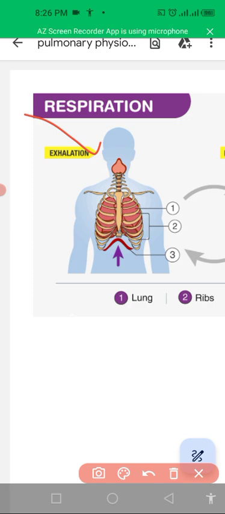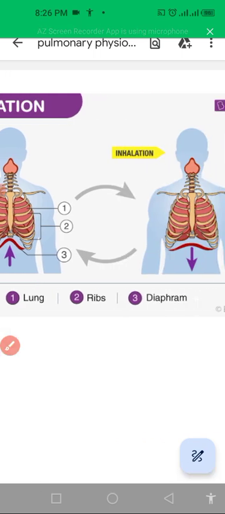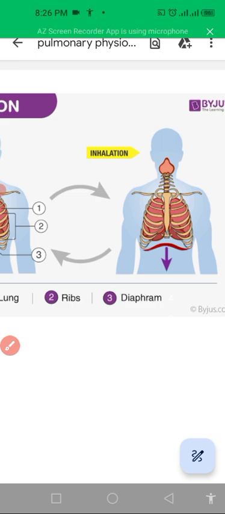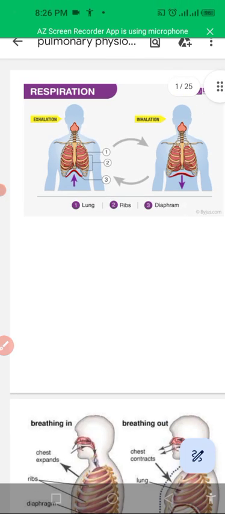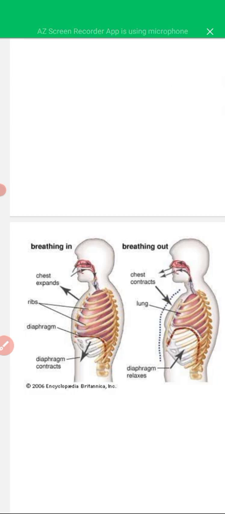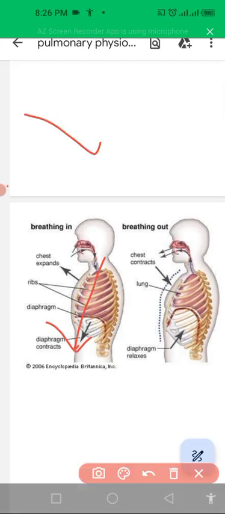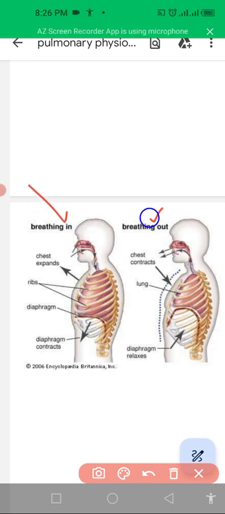There are two phases. The main important muscle involved in these phases is the diaphragm. As you can see, in exhalation, expiration, the diaphragm has a different movement, while during inspiration the diaphragm has a different movement. We will be discussing that in upcoming slides. Now here we can see breathing in inspiration and expiration. In inspiration, the diaphragm moves downward, it contracts. In expiration, the diaphragm moves upward.